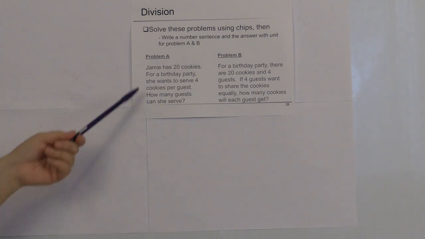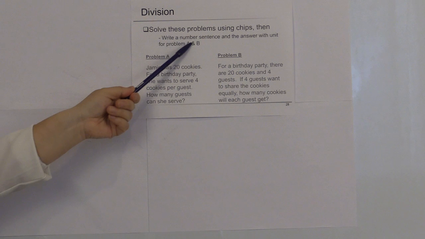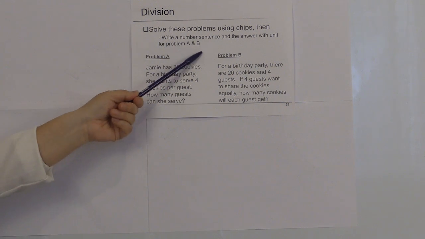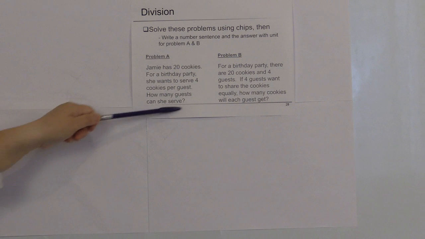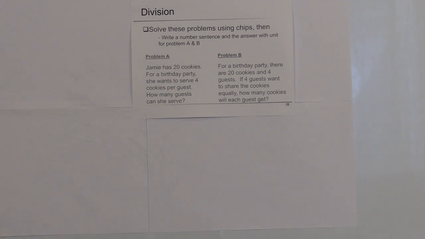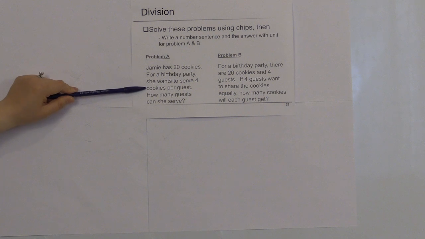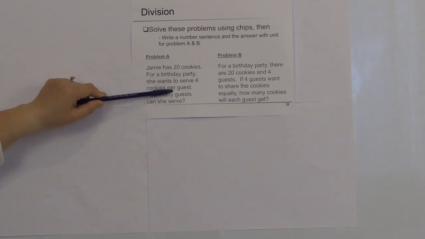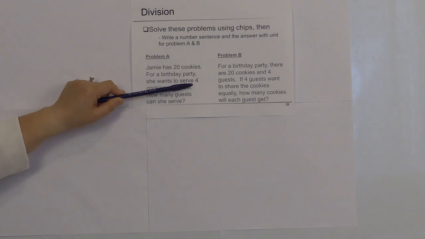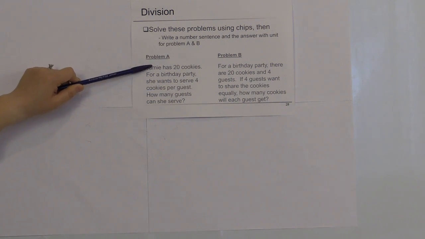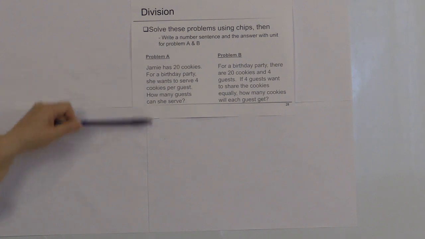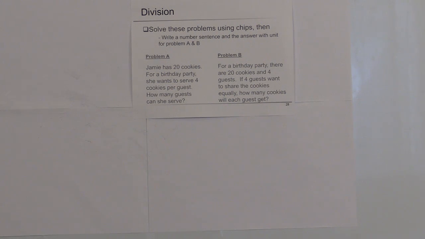Okay, so solve these problems using chips, then write a number sentence and the answer with the unit for problems A and B. We're going to share this one here. Jamie has 20 cookies for a birthday party, and she wants to serve 4 cookies per guest. So what information do we know? Do we know the total? Yes. How many cookies? 20 cookies. Do we know the number of groups or the number in each group? For this one, we have the number in each group, because each guest will have how many cookies? 4 cookies. So we know the total and the number in each group. We need to find out how many guests, the number of groups, she can serve.